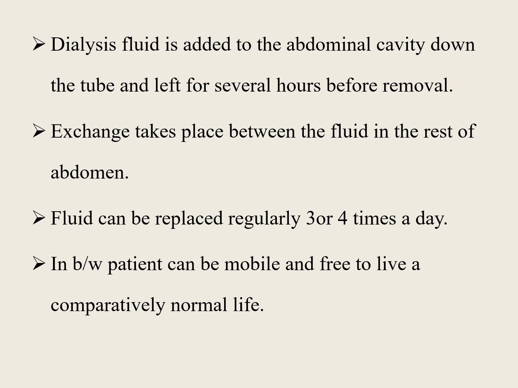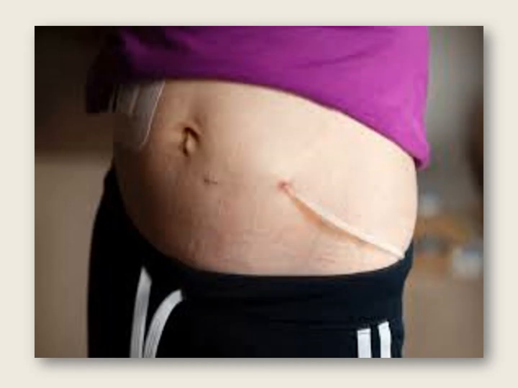In the process of peritoneal dialysis, dialysis fluid is added to the abdominal cavity down the tube and left for several hours before removal. Exchange takes place between the fluid and the rest of the abdomen. Fluid can be replaced regularly, 3 or 4 times a day. In between, the patient can be mobile and free to live a comparatively normal life. In this figure, the patient is treated by the process of peritoneal dialysis.